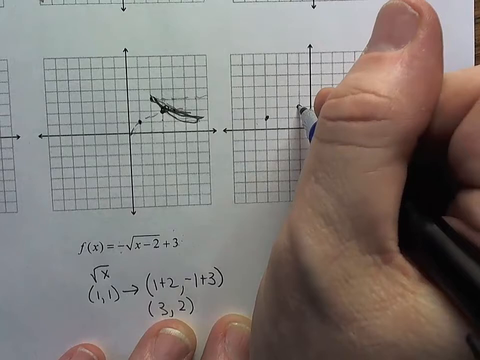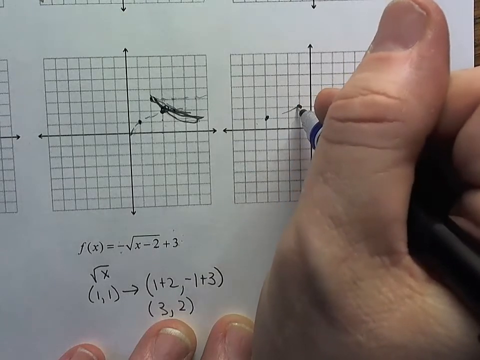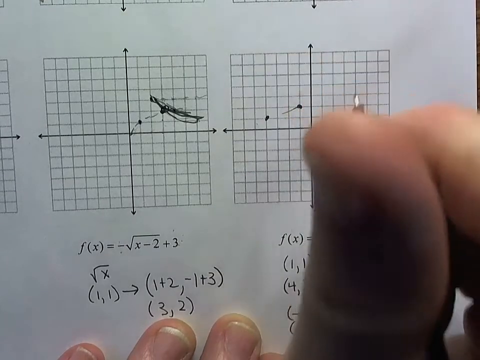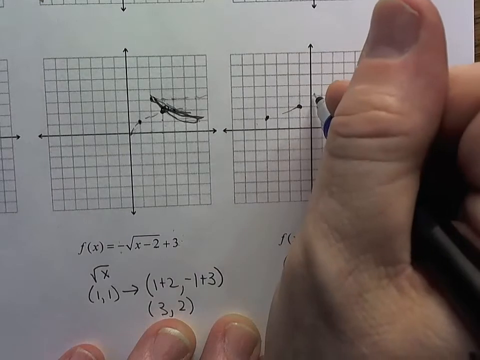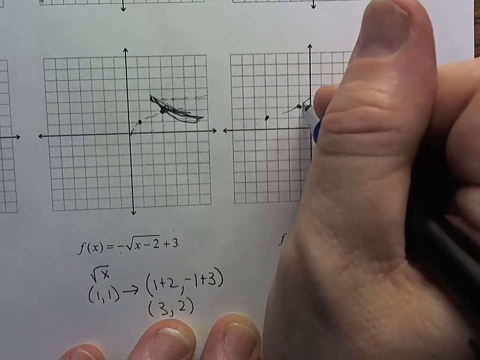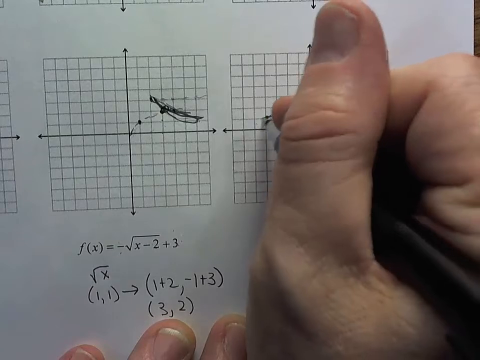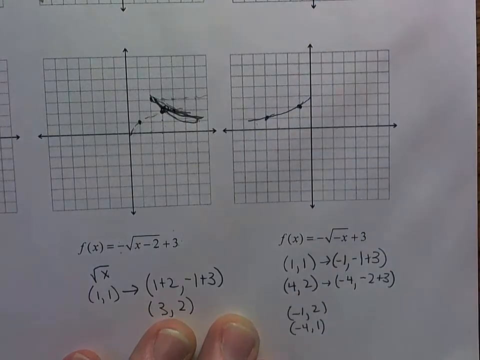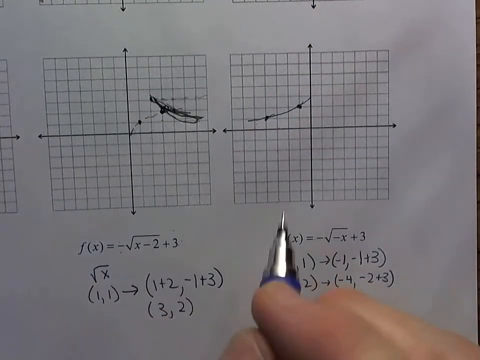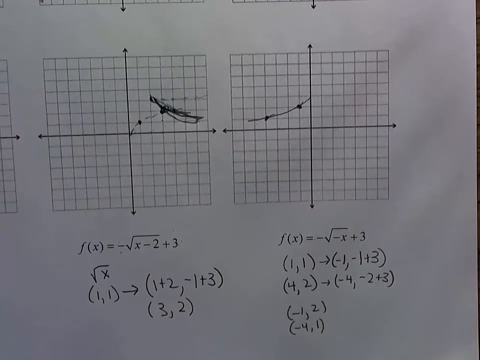So now the graph is going to go. Let's see here. I think it's going to go like this. Yeah, there it goes. Like that. Okay. Any questions about that?